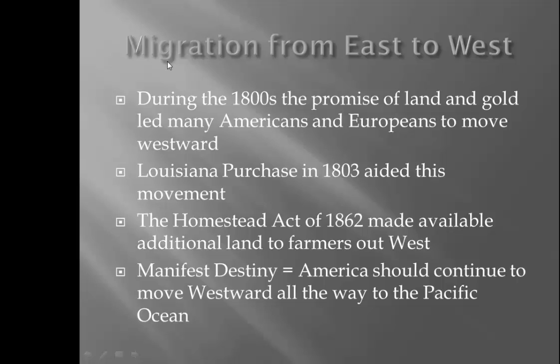We move along. We're going to have a migration from our nation moving from the east to the west. When does it happen? During the early to mid 1800s. The promise of land, promise of gold led many Americans and Europeans to move westward. A couple things made this doable, and that would be the Louisiana Purchase in 1803, which doubled the size of the country, and basically said, hey, now that's our land. People began moving out there, all right? Before that time, it was controlled by Spain and France. It went back and forth a couple times, but in 1803, it's American, so guess what?